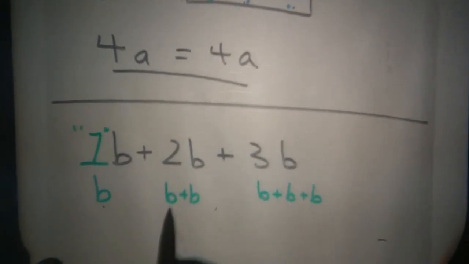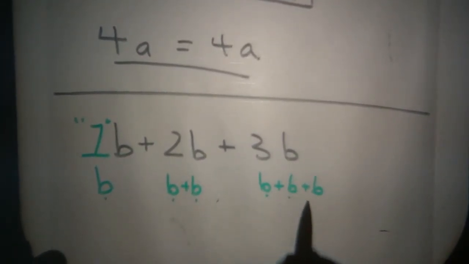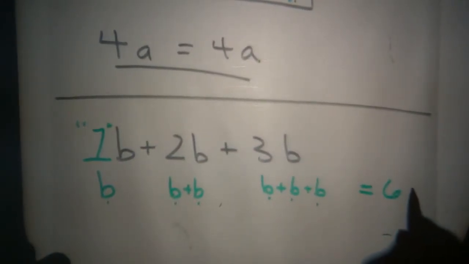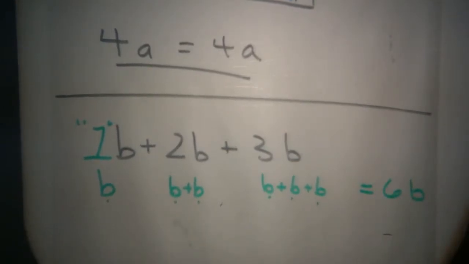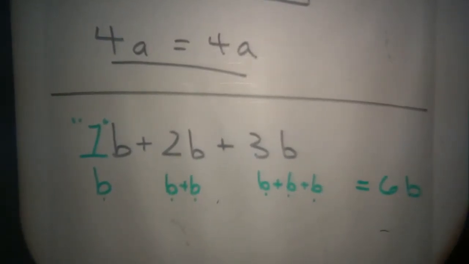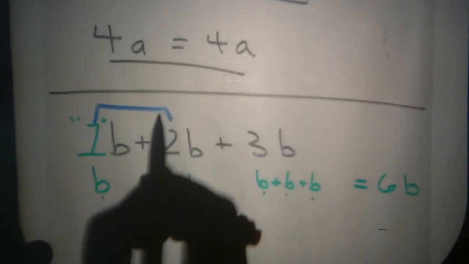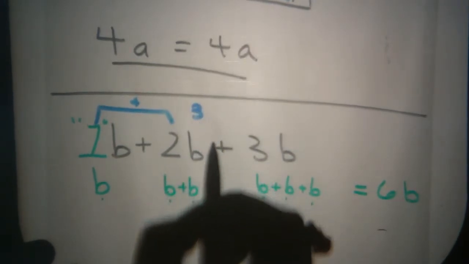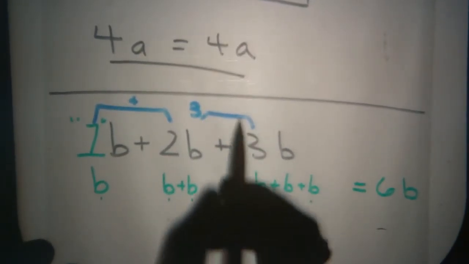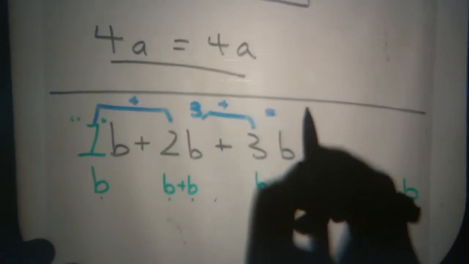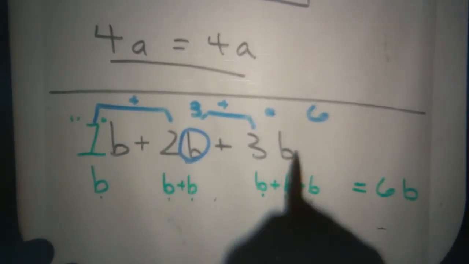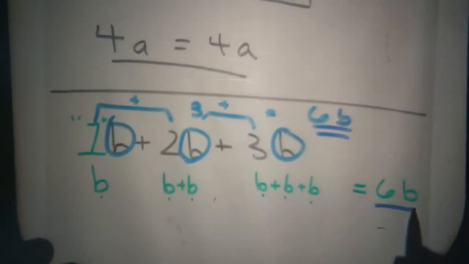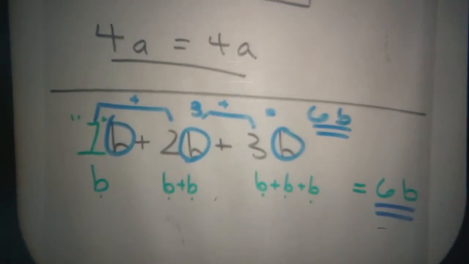Alright, looking at this, I have 1, 2, 3, 4, 5, 6 b's. So I know I could put a 6 here. I have 6 what? 6 b's. Let me look at it numerically. I have a 1 here. 1 plus 2 is 3. 3 plus 3 is 6. 6 what? 6 b's. Are they the same? Yep, they are. There we go.